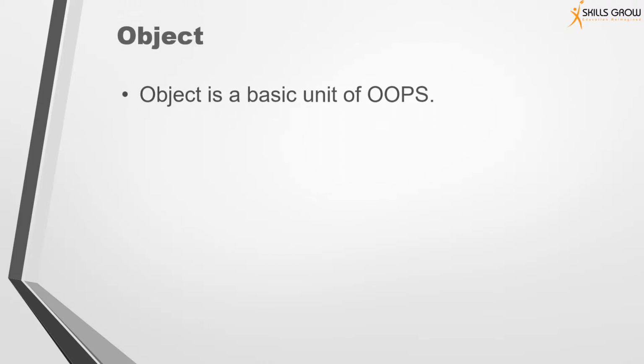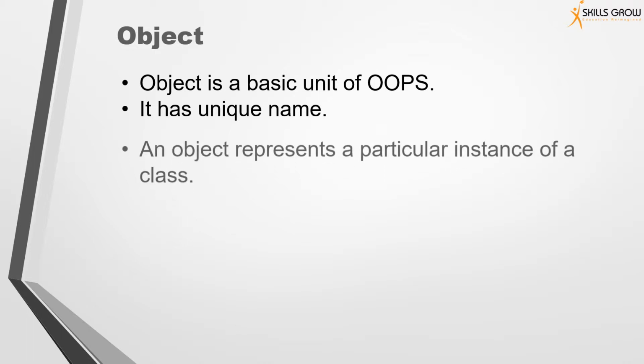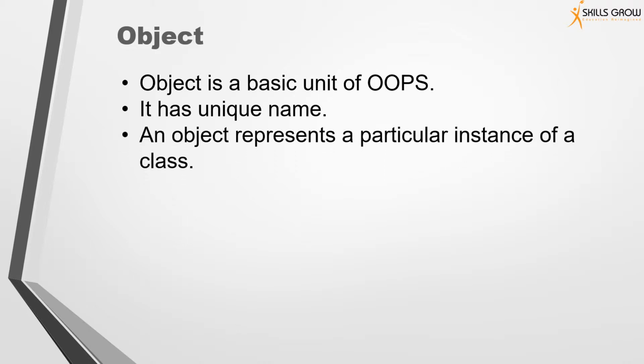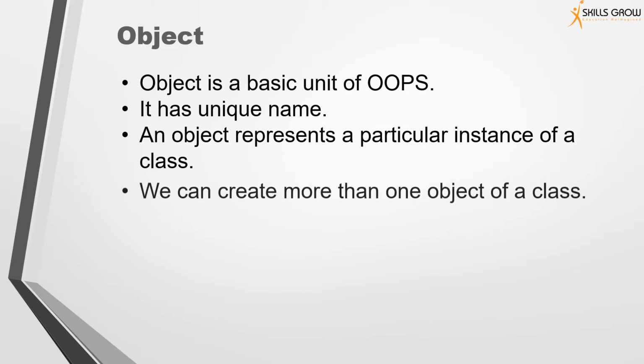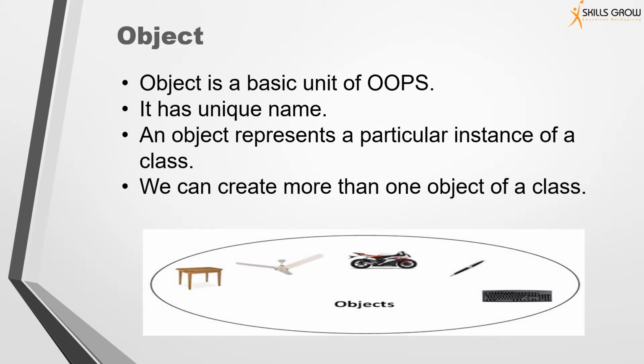Object. It is a basic unit of OOPS. Every object has a unique name. Object represents a particular instance of a class. We can create more than one object of a class. Every real-life entity is an object like table, bike, keyboard, and even a pen.